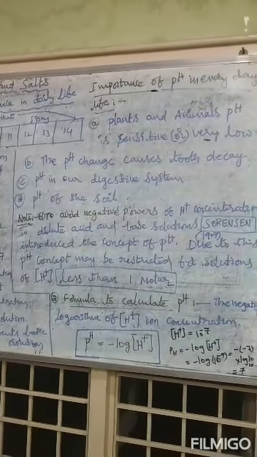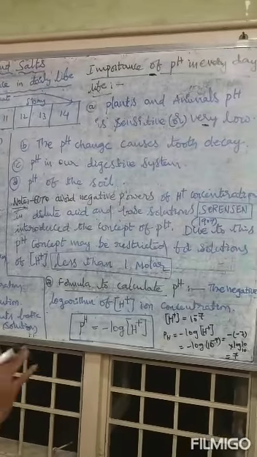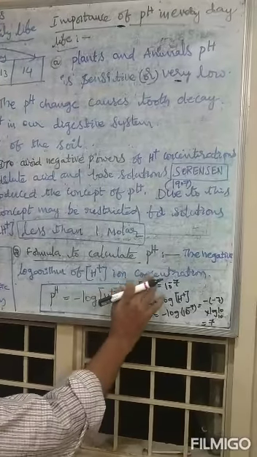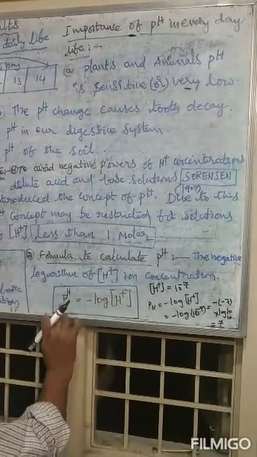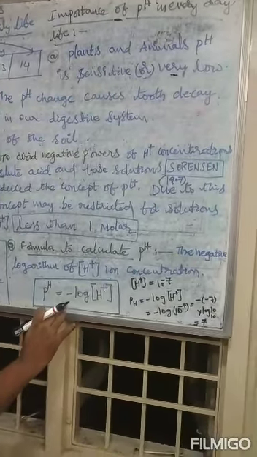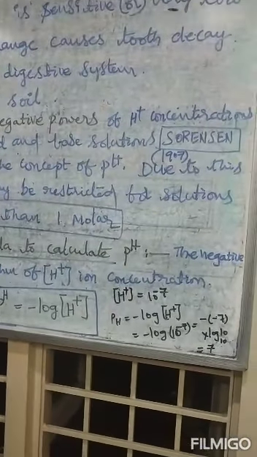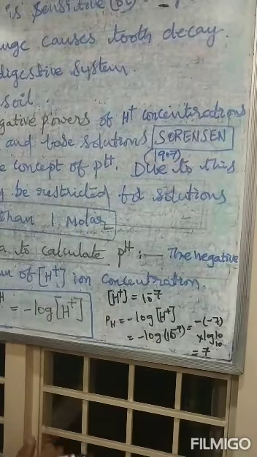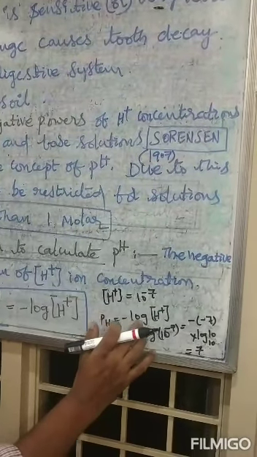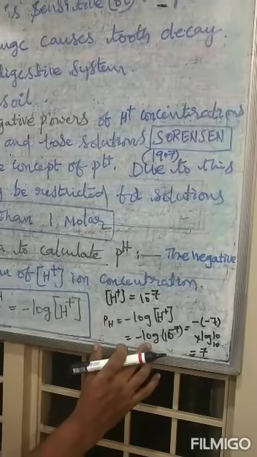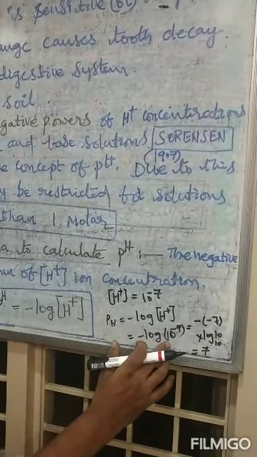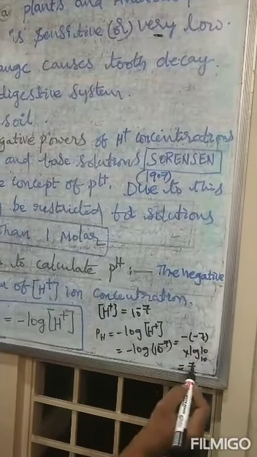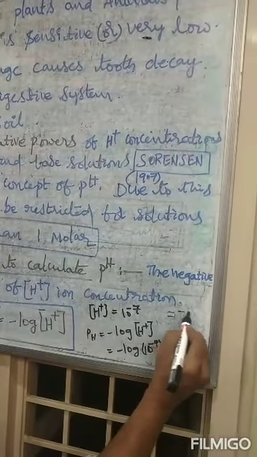Now let us see the formula to calculate the pH of a solution. The negative logarithm of hydrogen ion concentration is known as the pH of a solution. pH is equal to minus log H plus. For example, if H plus ion concentration is equal to 10 power minus 7, then pH is equal to minus log H plus, that is minus log 10 to the power minus 7. Minus of minus 7 into log 10 to the base 10, which is minus of minus 7 into 1.